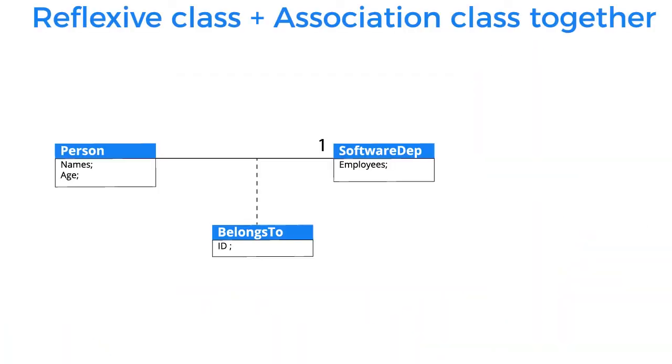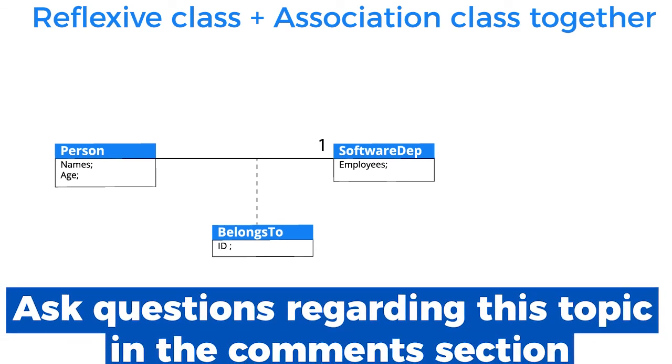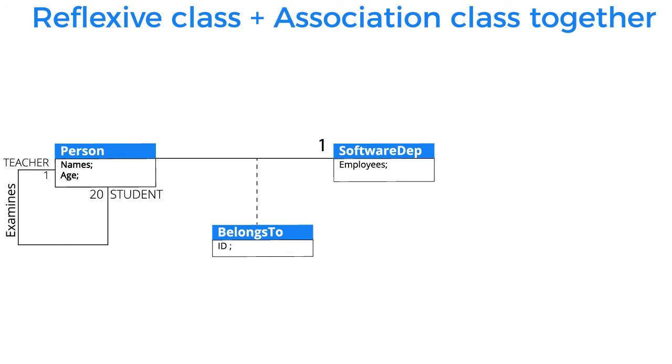In this example, we will use reflexive class and association class together. In this example, a person belongs to the software engineering department of some university. Belongs to is the association between them. This association has its own property as well. Now a person can be a student or a teacher, and both student and teacher contain the same properties, name and age. A teacher examines the student, and containing the same properties means it's a reflexive class. A person belongs to a software engineering department.